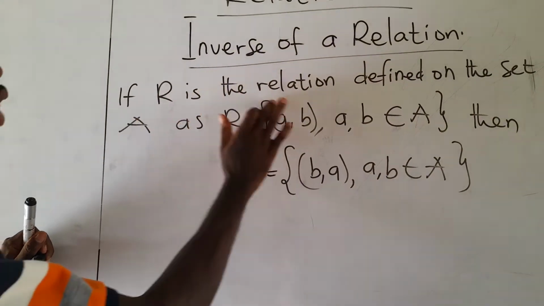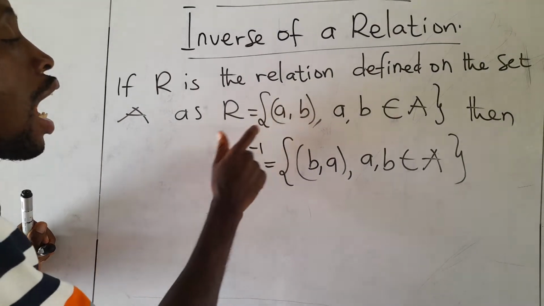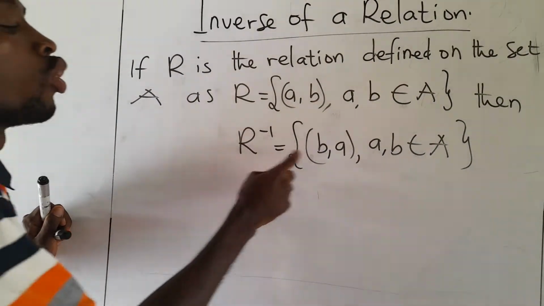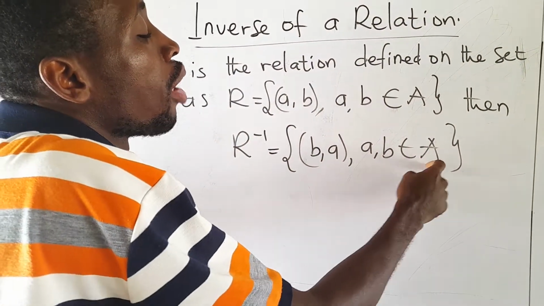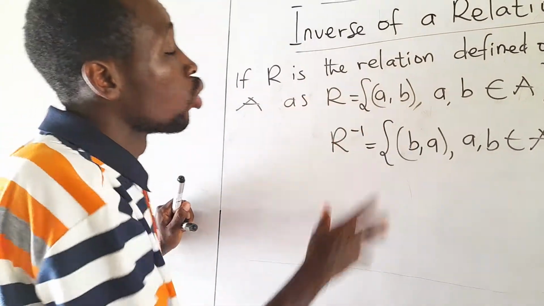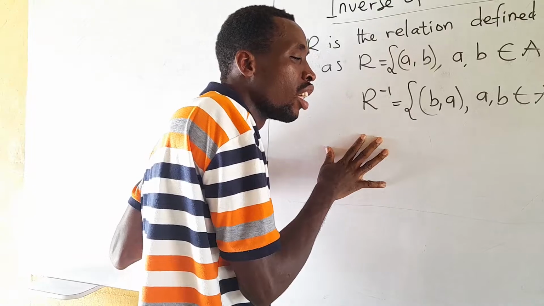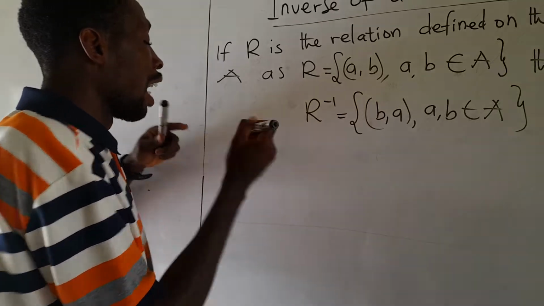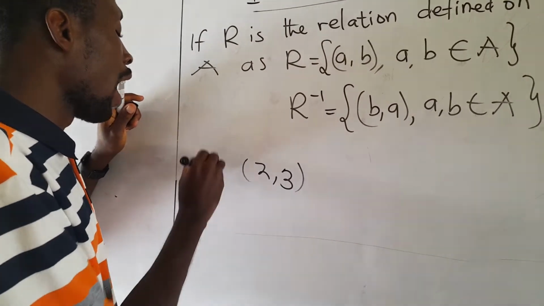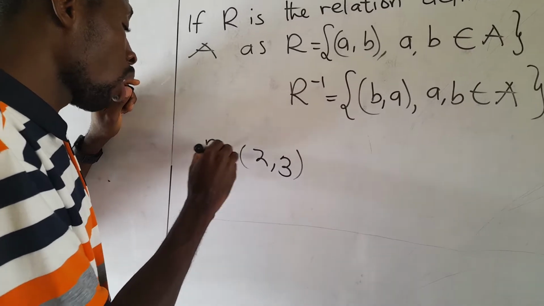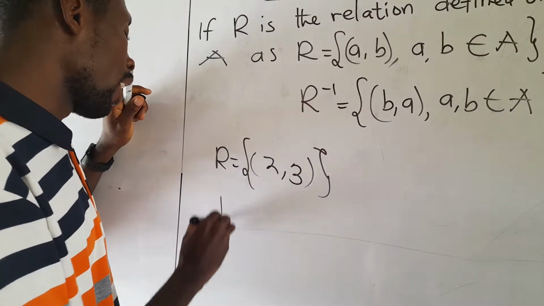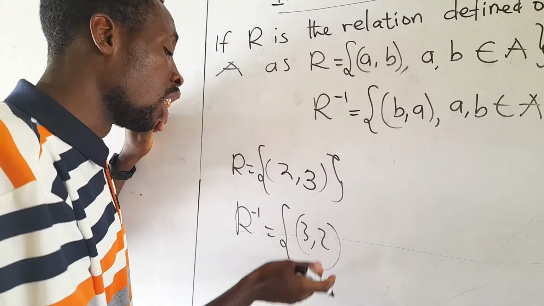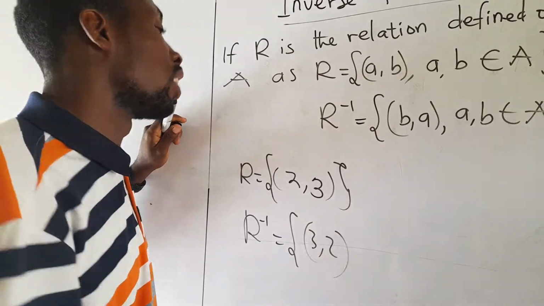So we say if R is the relation defined on the set A as R equal to the ordered pairs (a, b), where (a, b) is a member of A, then the inverse of R will be the pairs (b, a). So what is the meaning? It means that when you are asked to find the inverse of a relation R, you take all the ordered pairs and flip them. That's all. So if you have an ordered pair (2, 3) in a relation R, then our inverse of R will be equal to (3, 2). I hope you get that. You just swap their positions. That's the inverse of the relation.